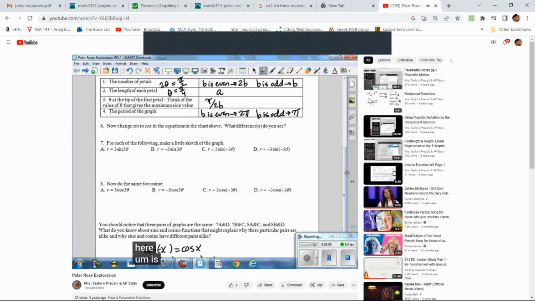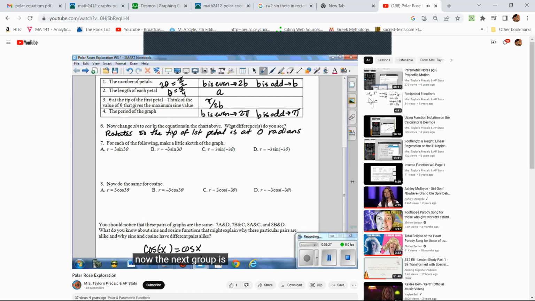What I'd like you to notice here is that it rotates, so the tip of the first petal is at 0 radians. That's whenever you have a cosine rose curve.